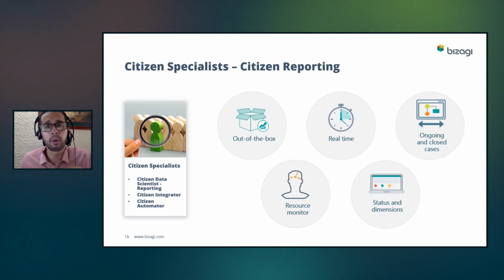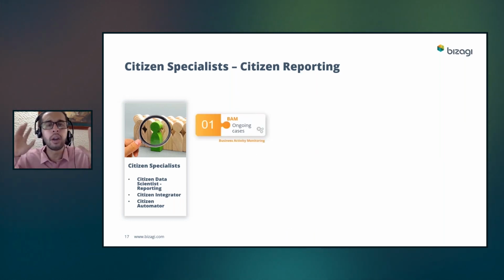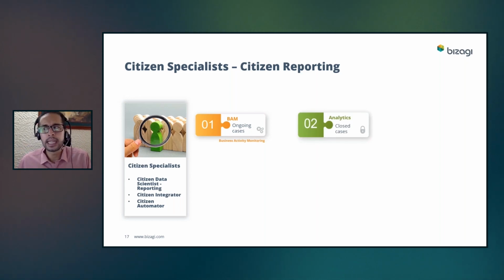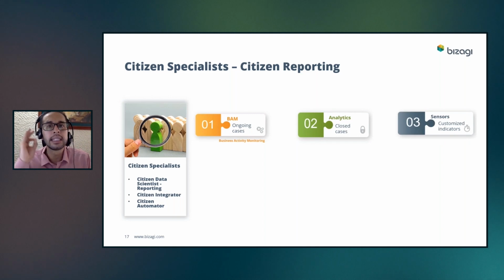This section of reporting is available for absolutely all our customers, ready to use. You don't have to do anything at all. It's out of the box, and you can find 3 main sections here: BAM, that stands for Business Activity Monitoring, Analytics, and finally, Sensors. Every single section will provide different tools, different information, different reports for you.